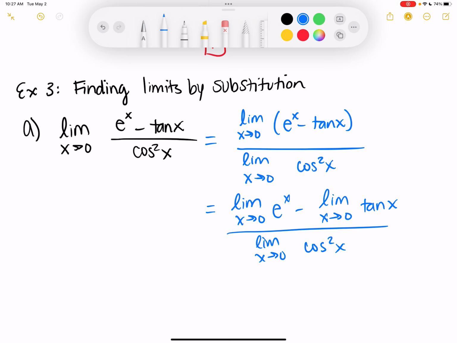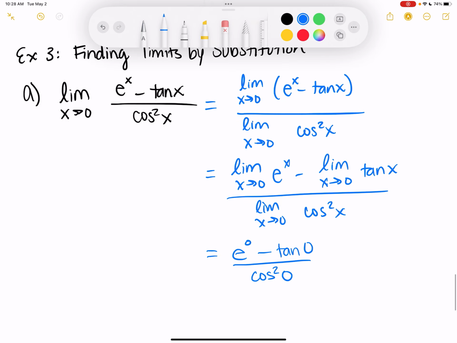And so then now I can just plug in 0 for x in each of these. So it will be e to the 0 minus the tangent of 0 over cosine squared of 0. Now what's e to the 0? 1. What's tangent of 0? 0. And what's cosine of 0 squared? 0. Oh, it's undefined. Oh wait, cosine of 0 is not 0. Yep, 1. So 1 over 1 is just 1.